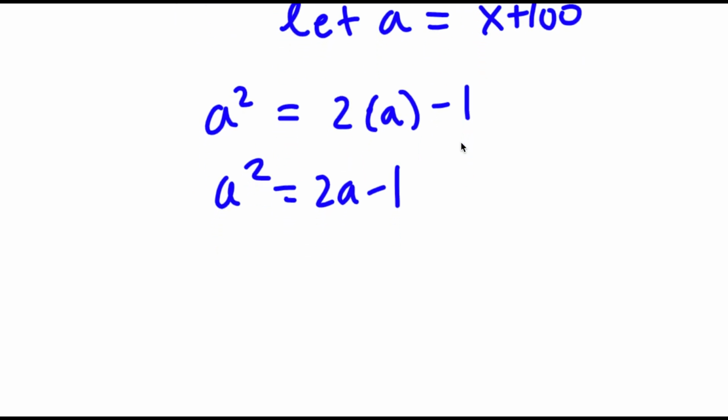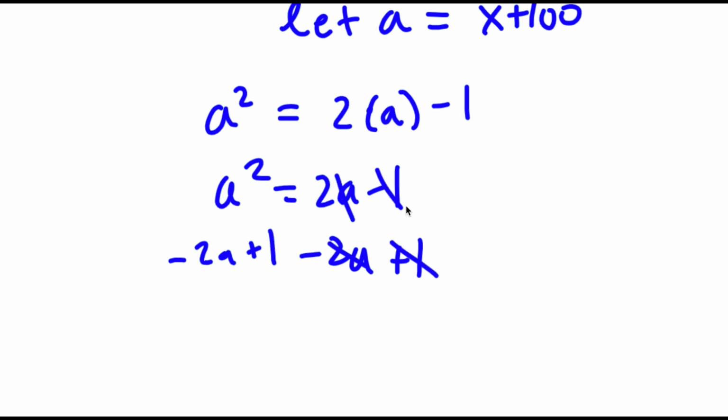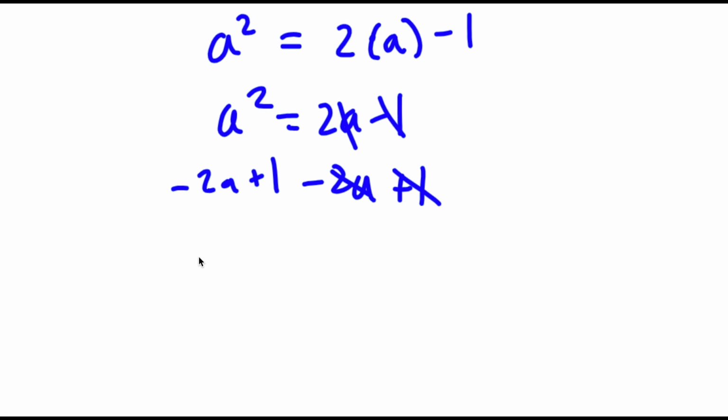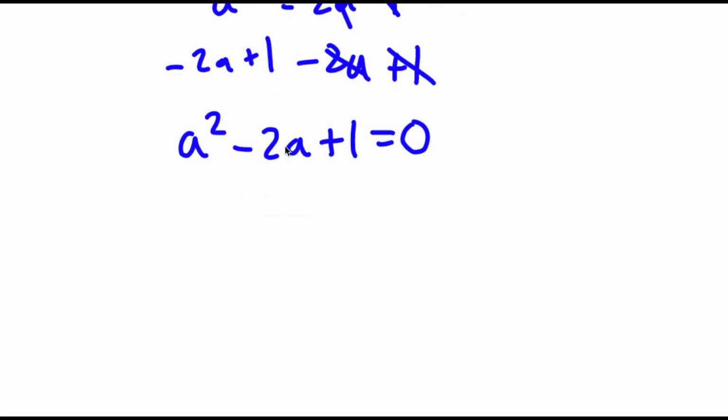Now, I'm going to go ahead and subtract 2a and add 1 on both sides. So then these two cancel out, these two cancel out, and now I'll be left with a^2 - 2a + 1 = 0. Now a^2 - 2a + 1, that's the same thing as (a - 1)^2. So this is equal to 0.